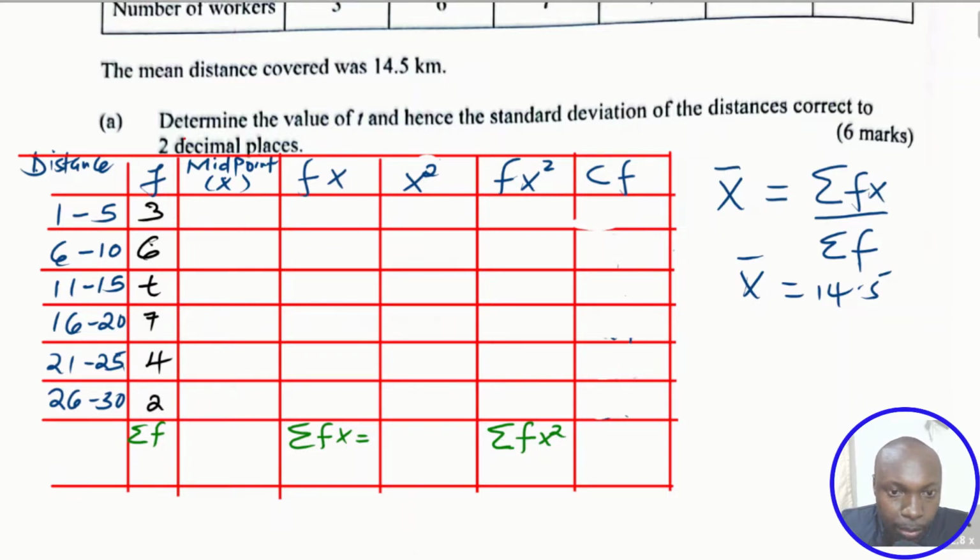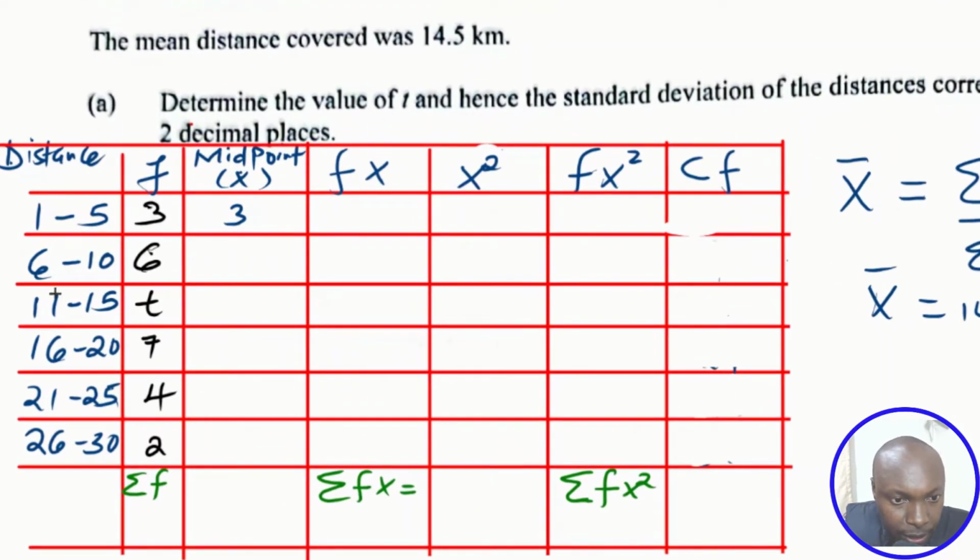So how do we get the midpoint? The midpoint is the center or the mid of these classes. To get the midpoint, that value of x in the first class, 1 to 5, you simply add 1 plus 5, then you divide by 2. So 1 plus 5 is 6, 6 divided by 2 is 3. So the value of x there is 3. The second class, 6 plus 10, you get 16, 16 divided by 2 gives 8.